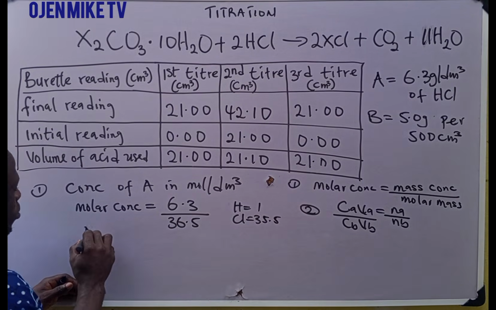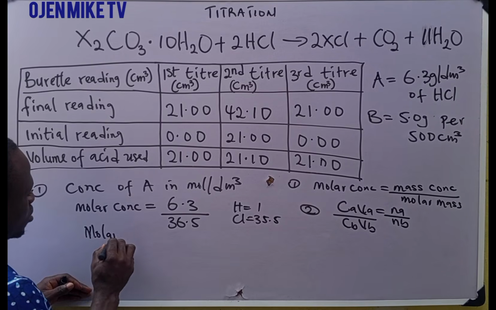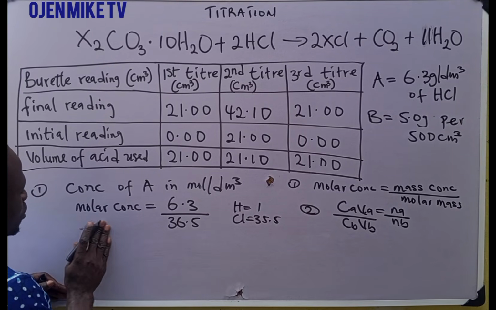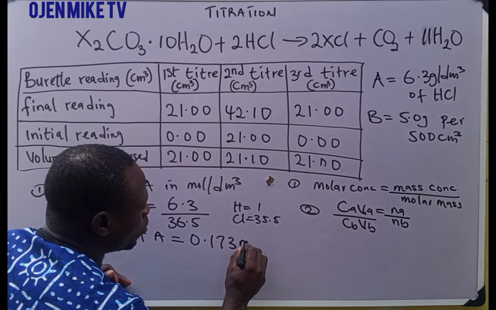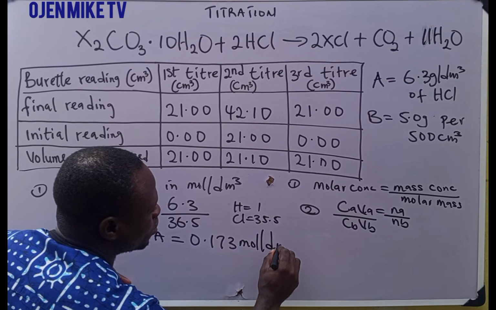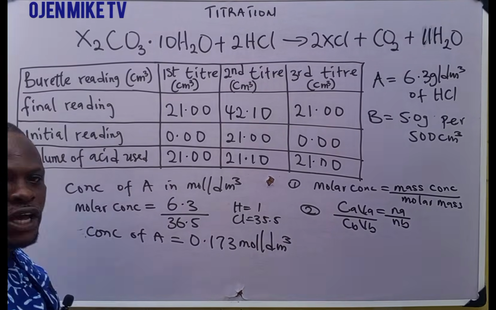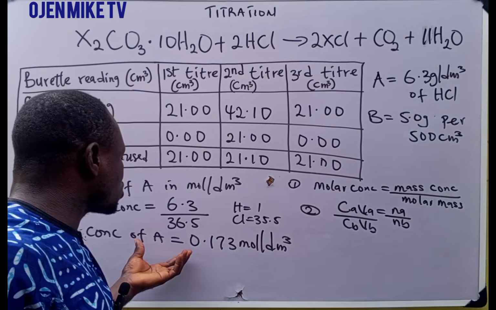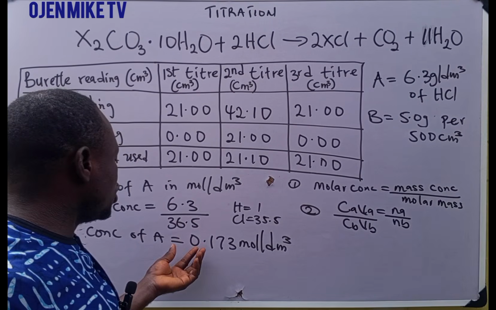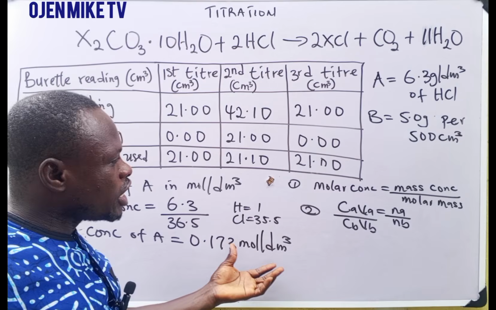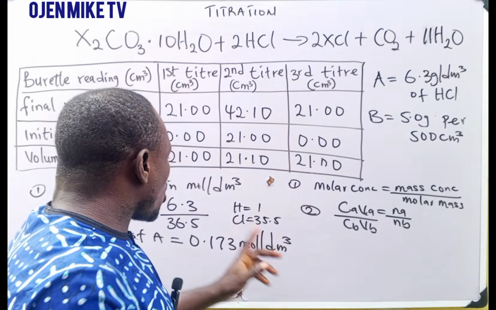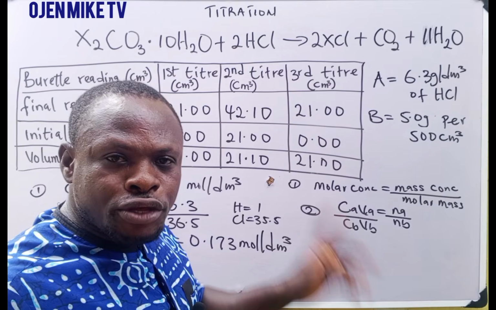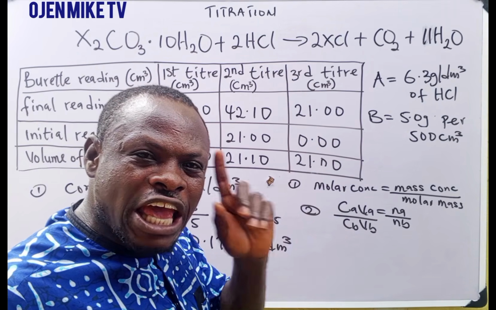36.1.5. So molar concentration of A, say concentration of A in moles per dm cube. So that is our first question. In our first question, we have gotten the concentration of A in moles per dm cube. The second question, we are asked to calculate the concentration of B in grams per dm cube.